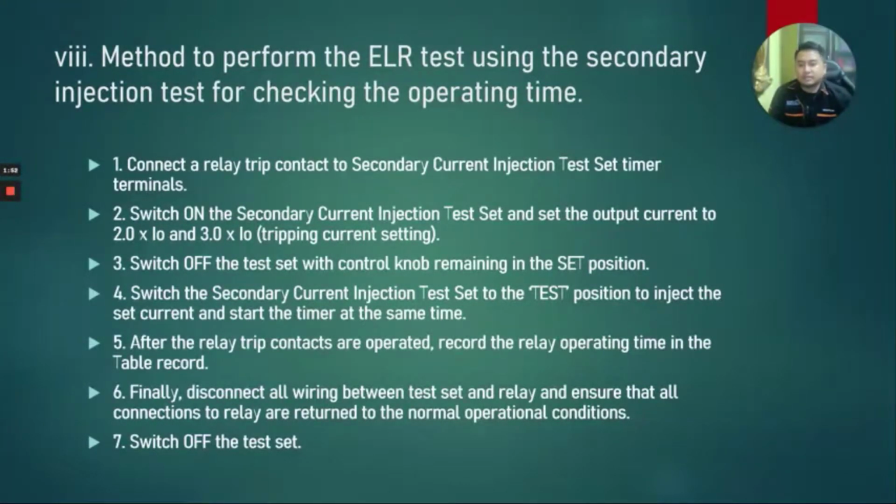Next, after the relay trip contacts are operated, record the relay operating time in the table record. Finally, disconnect all wiring between the test set and the relay and ensure all connections to the relay are returned to the normal operational conditions. Switch off the test set. That's all from us. Thank you.